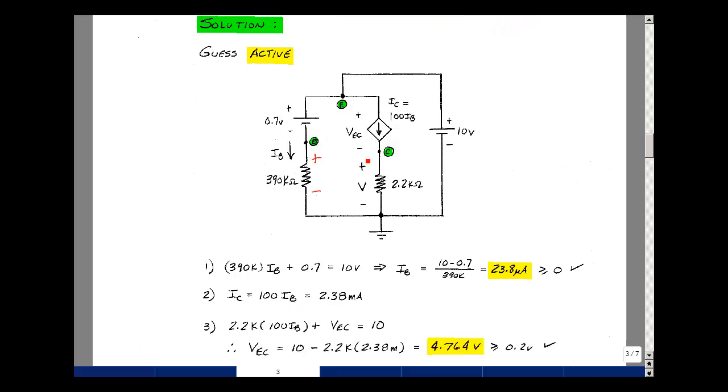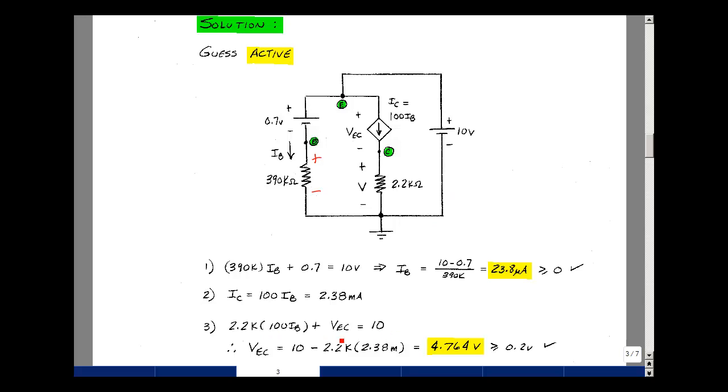I need to verify this is the right size. Let's go around this loop. The current that's in here is I sub C, which I know. It's going to cause a drop, which you actually called this V already. So I know this voltage, don't know this, and know this one. So if I go around this loop, I could solve for the emitter collector voltage. The rise in voltage is 2.2 K times 100 I sub B plus V sub EC is equal to the drop of 10. That's this equation right here.